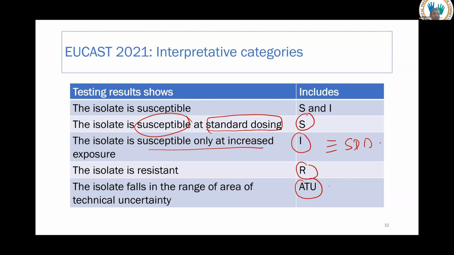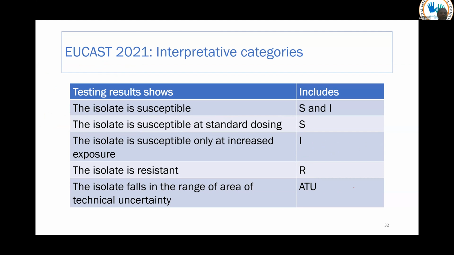So in CLSI, I category in CLSI means it could be a technical error also, or it could be increased dose may work, which is not very clear. But SDD means an increased dose will definitely work. In EUCAST, I is equal to SDD, that is increased dose will definitely work. They have standardized drug trials to establish this. And ATU is the category they have used to represent the technical error ambiguity.